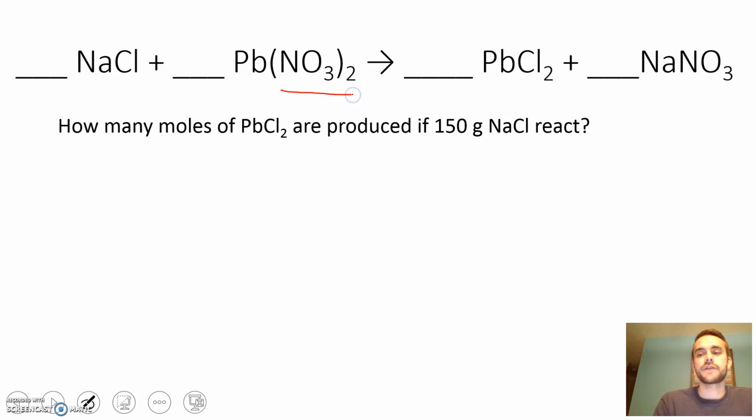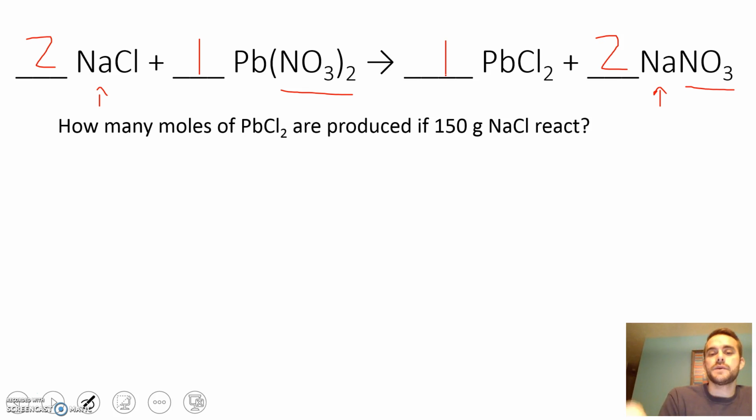If I look, I've got nitrate on either side. So I usually like to make the polyatomics match up. I'll put a 2 in front because you have 2 nitrates on the left and you need 2 on the right. Then that makes my Na different on the left and the right. So I'm going to go ahead and put a 2 in front, and that will actually balance it completely, and I'll just fill the rest in with 1s.